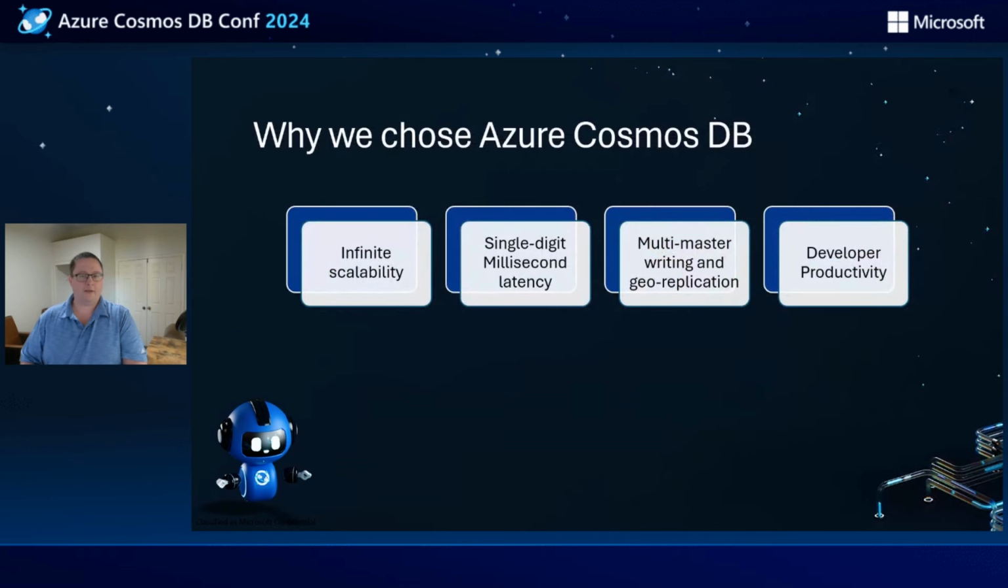And we'll start with why we chose Azure Cosmos DB as our operational data store for the platform. Like I was mentioning before, we ingest thousands of these financial transactions a second, and we need a scalable solution that is also geo-redundant. And Cosmos DB is the best-in-class solution for that. They also offer single millisecond latency point reads, which is a hugely important thing for us being able to retrieve and analyze data quickly. The multi-master writing and geo-replication capabilities in Cosmos are amazing.